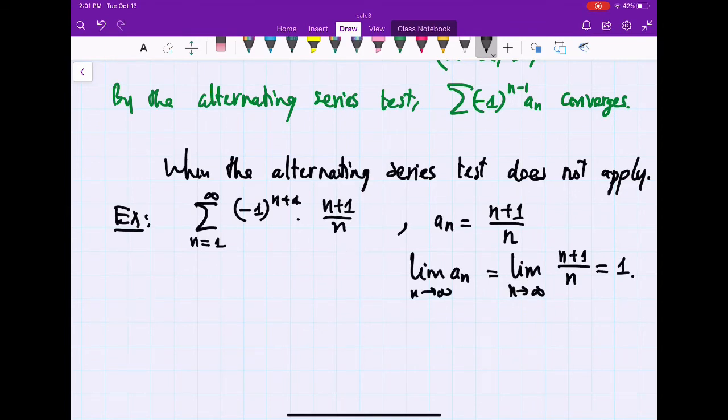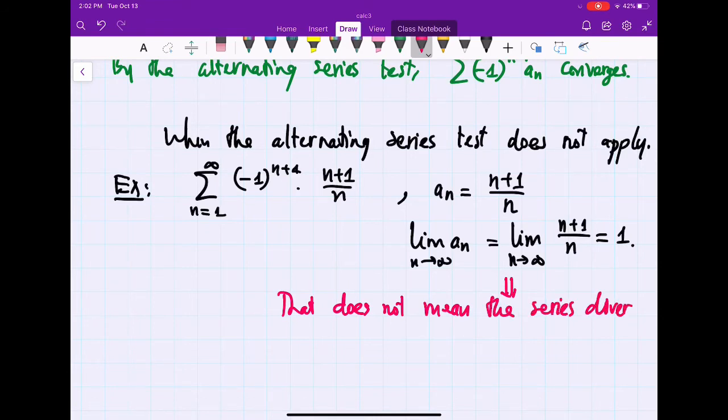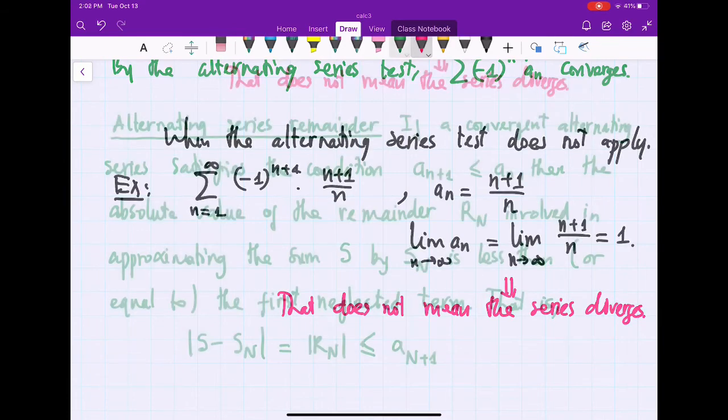But that does not mean that the series diverges, okay? Let's write it at least one time. That does not mean the series diverges. Don't forget that. So we cannot apply the alternating series test, but that does not mean the series diverges.